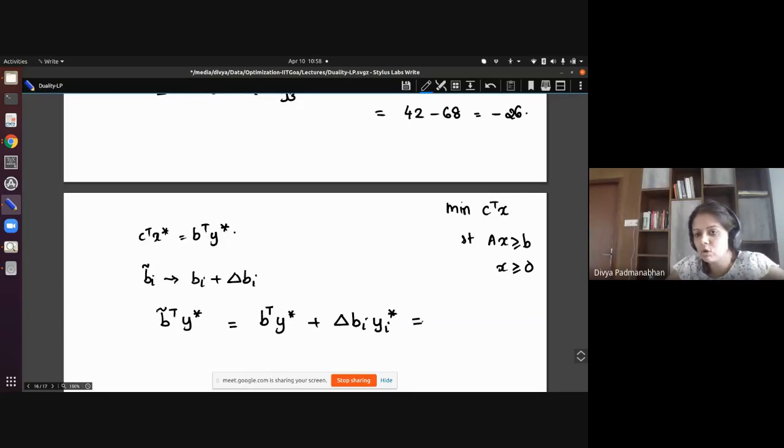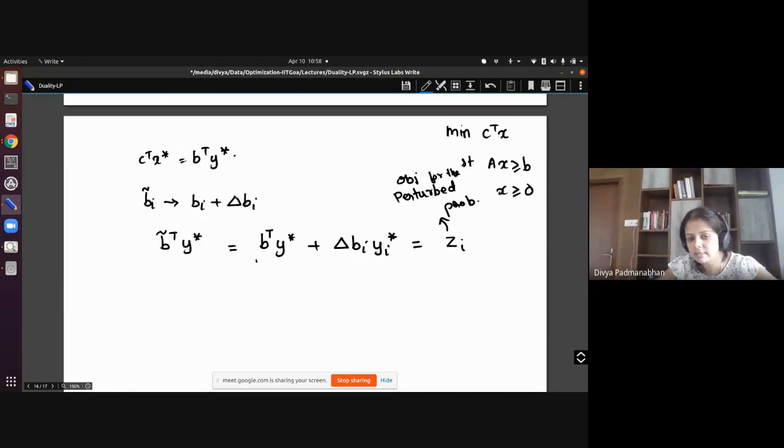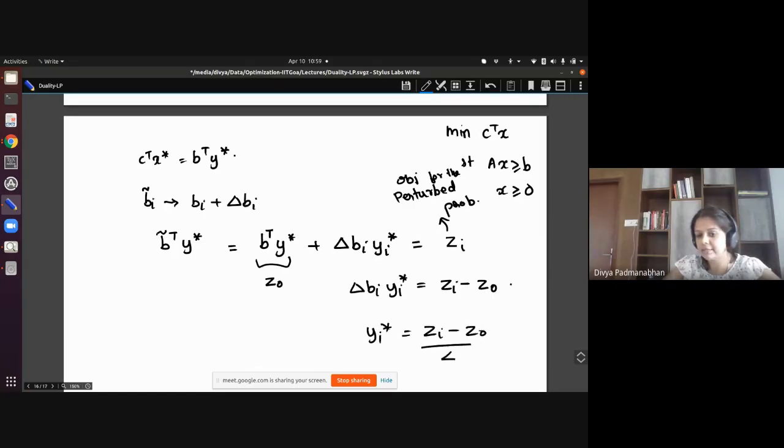So this was in some sense what we got as one of the Zi's. It's the new objective, the objective for the perturbed problem. And this one, B transpose Y star, is the original problem, so this was Z naught. So what you're going to get is delta Bi Yi star is just Zi minus Z naught. And Yi star is just Zi minus Z naught by delta Bi.